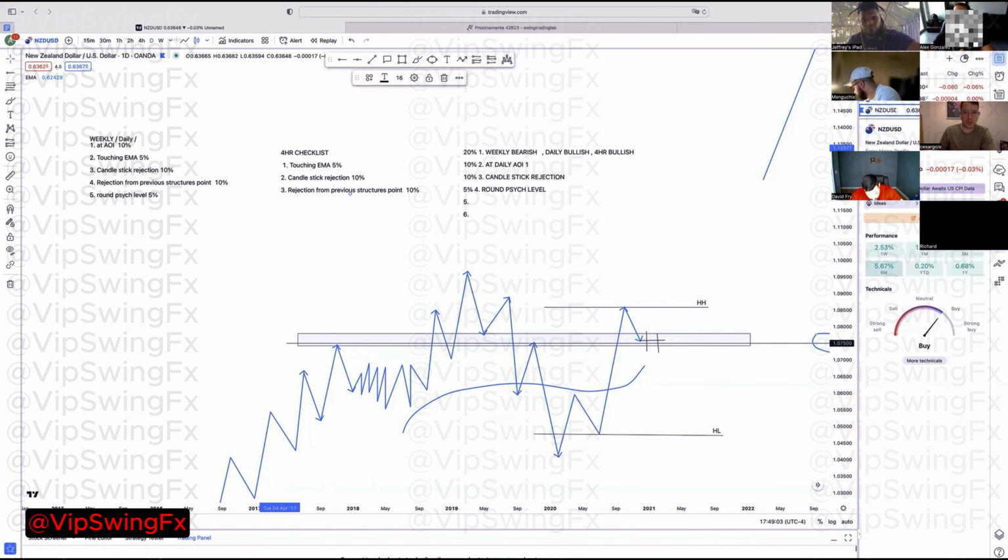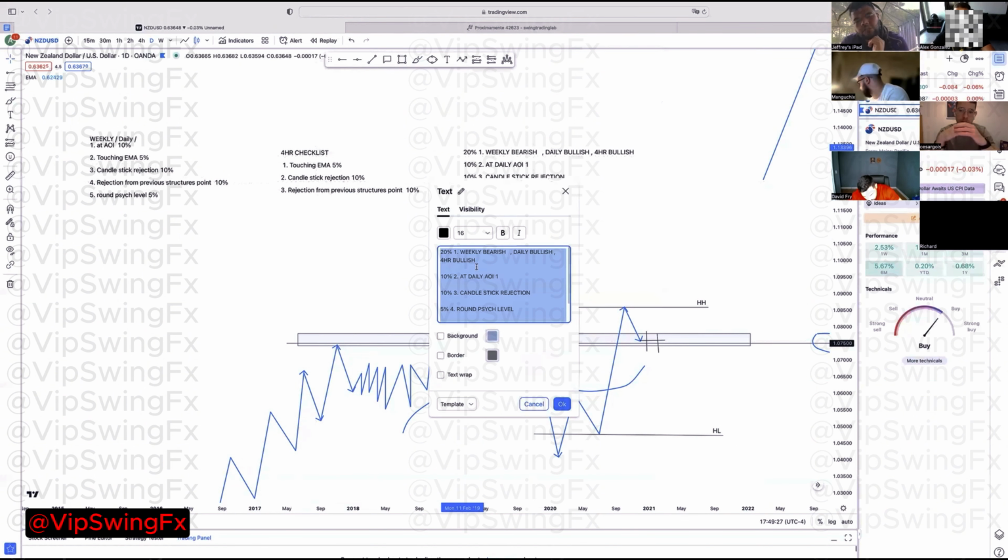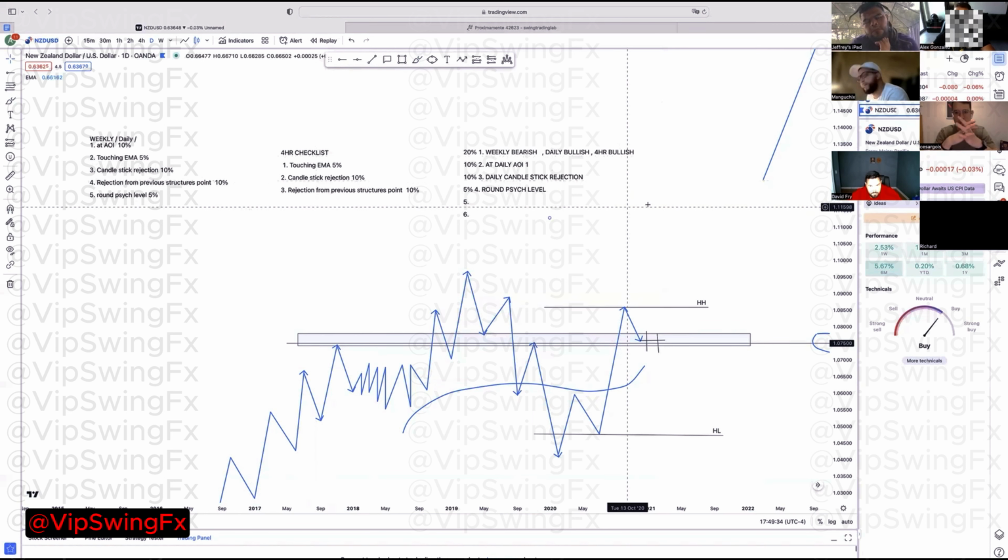Why isn't the round psychological level valid on the 4 hour? Because it's the same thing. It's the same line just on the 4 hour. If you mark off the round psychological level, you're not going to have a different round psychological level on the weekly, on the daily, and on the 4 hour, because it's the same line. It's just on different time frames. If you notice, we just put round psychological level right here, where we're supposed to have daily, candlestick rejection, and weekly, and so on. But it's the same level.